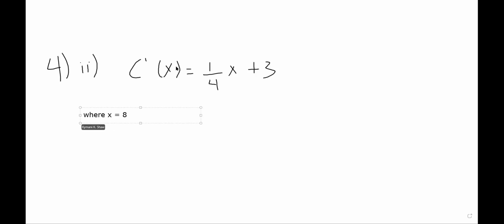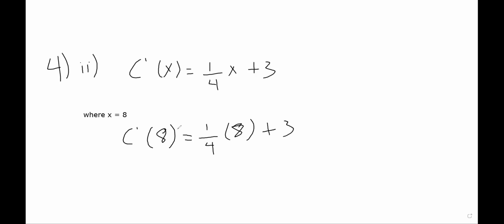So where x is equal to 8, we substitute the values in order for us to determine the cost of our 9th unit. All right. So we plug in our x value. So it's C prime, we'll say x equal to 8. C prime of x equal to 8 is equal to 1/4 times x, with x equal to 8, plus 3.